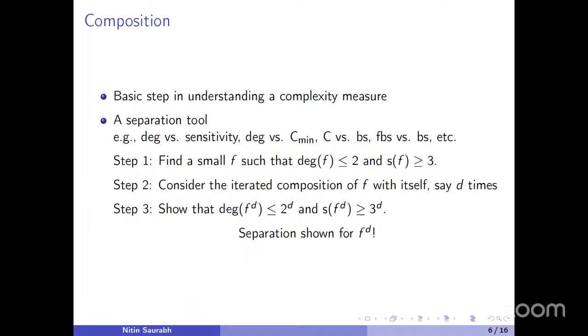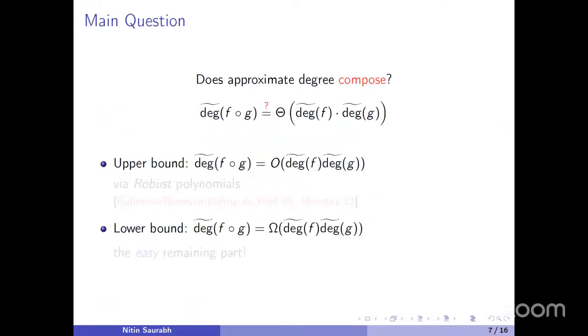Usually, it is used to separate different complexity measures. For example, degree and sensitivity. You can find a small function for which, say, degree is small, say 2, and sensitivity is large, say 3, and then you can iteratively compose it with itself d times to show that degree is at most 2 to the d, and sensitivity is at least 3 to the d. And this way you can show an asymptotic separation between degree and sensitivity, right? So that is what it is used for.